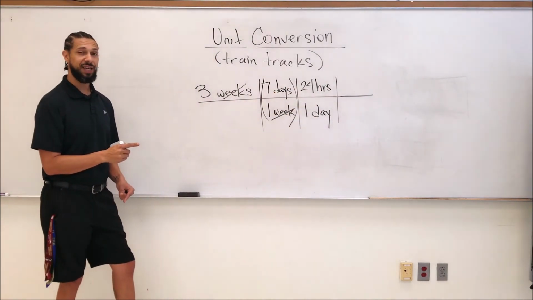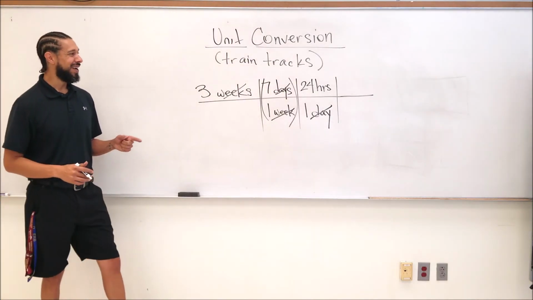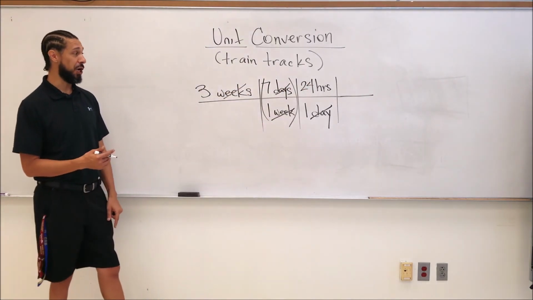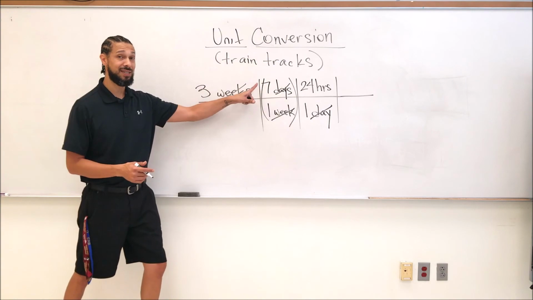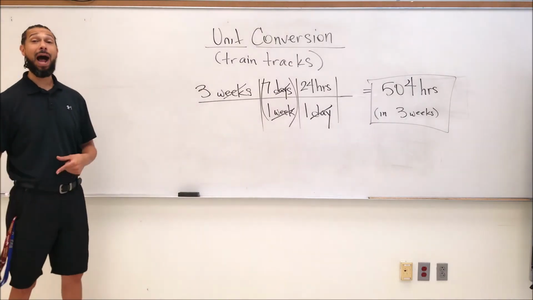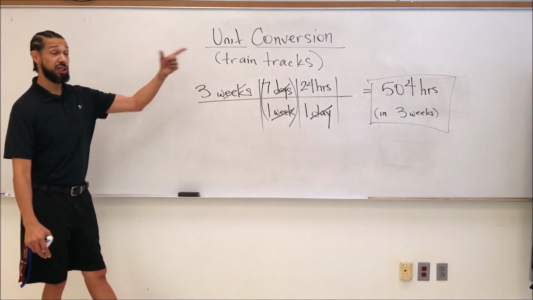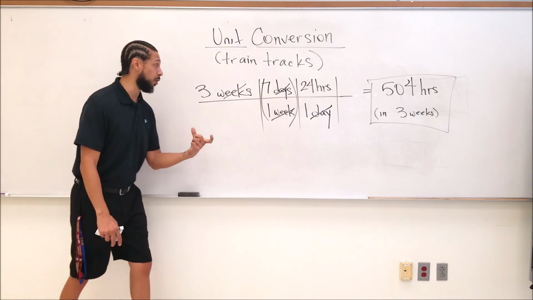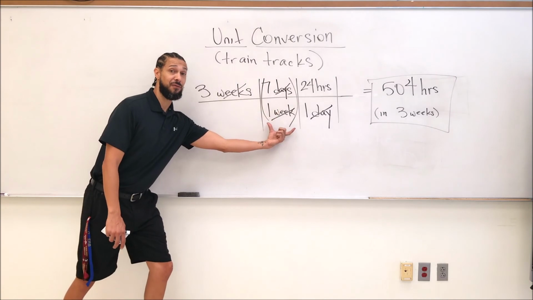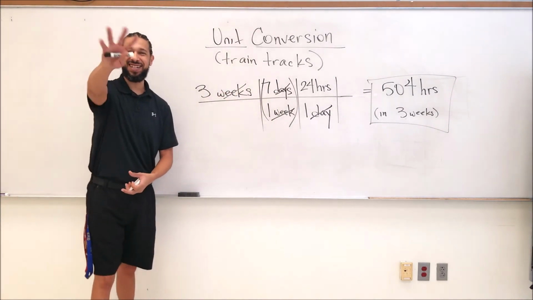Do days cancel out? Oh yeah. So every number up top we multiply, every number on the bottom we divide. So 3 times 7 times 24 is 504 hours in 3 weeks. This is how you convert units using the train track method. You have to make sure whatever unit you are trying to change cancels out with this conversion factor partner on the bottom. All right, thanks for watching. See you next time.